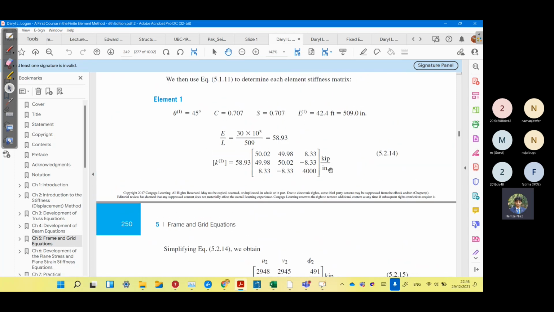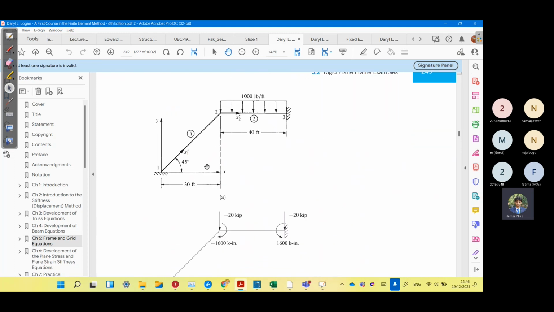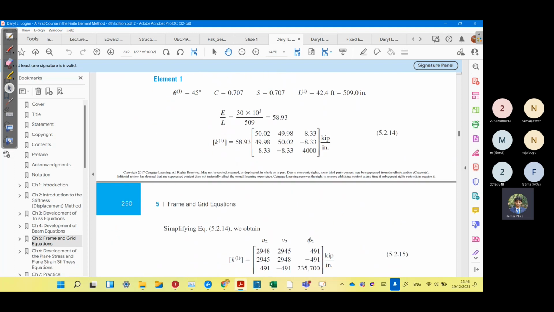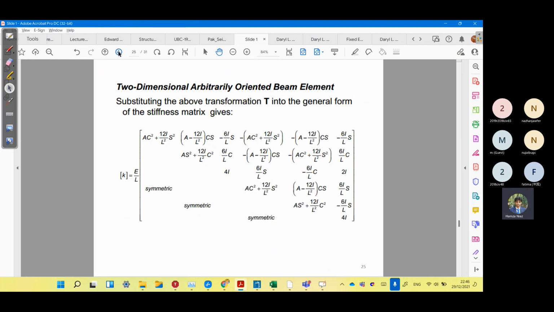Actually, this is different because they have transformed it at the same time. This was acting at an angle of 45 degrees, so they have transformed this. For the transformation, we have to use this formula. This one would be provided. I was saying if a question of frame is in the paper, this formula would be provided in that. Most probably this one will be provided.